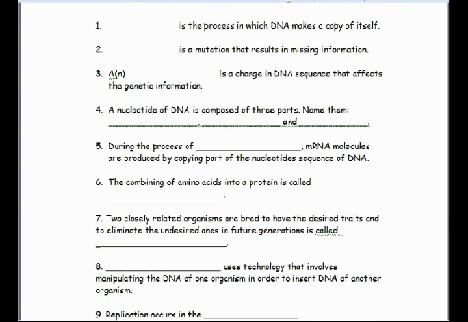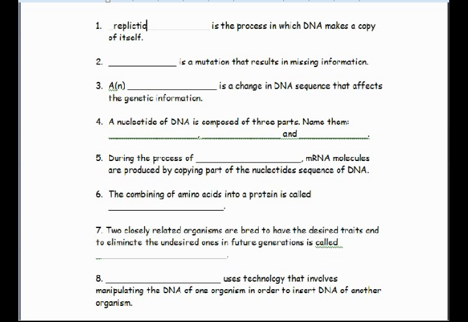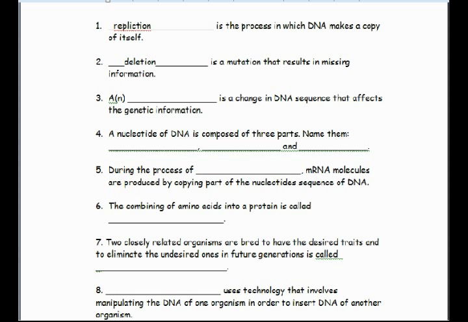We're not doing that, but we will do the fill in the blank. Blank is the process in which DNA makes a copy of itself. That's replication. Blank is a mutation that results in missing information. Deletion. A blank is a change in DNA sequence that affects the genetic information.